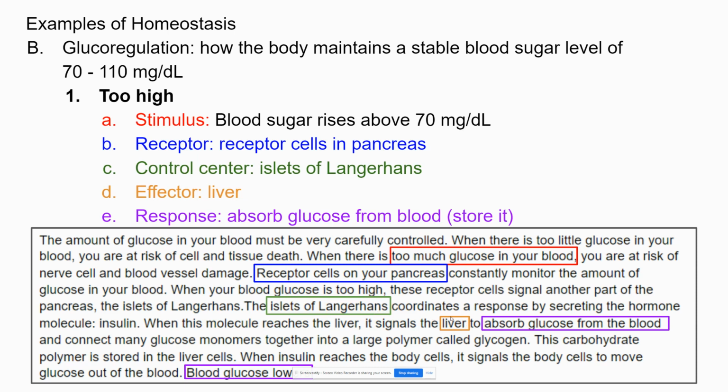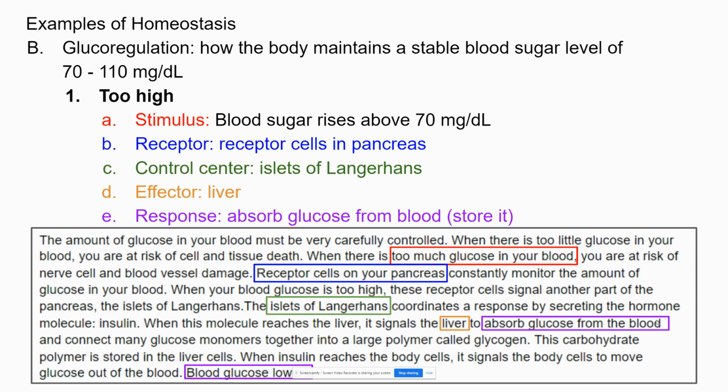So the liver is going to perform an action that should be counteracting the stimulus. In this case, if the blood glucose is too high, the liver should be doing something to bring it back down. Well, the liver is going to absorb glucose from the blood, which should remove it out of the bloodstream and store it. So in that case, it is counteracting the stimulus. So the liver is the effector, and the action that it does is the response.